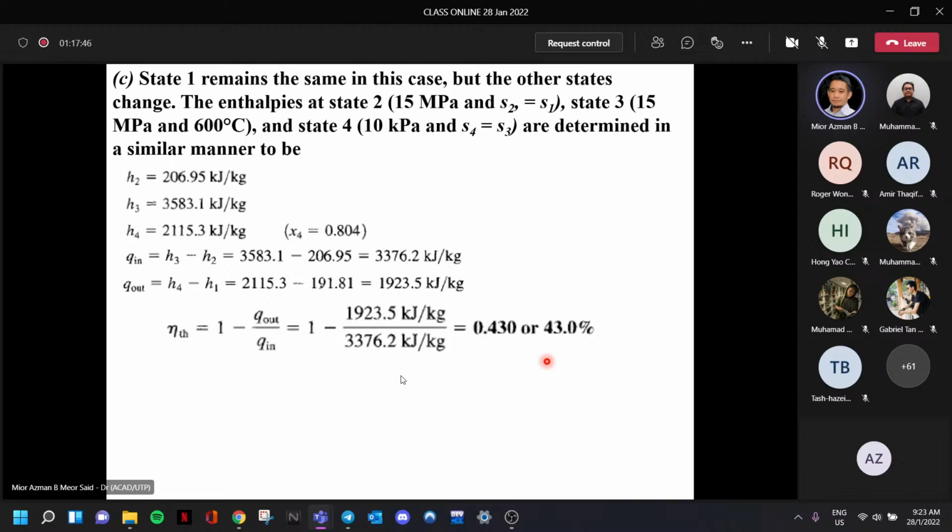So this is what happens if you lower the pressure of the condenser, increase it more, and then you increase the superheated region temperature, increase it more, and then you increase the pressure of the boiler, increasing it further. So the efficiency now is 43%, instead of the normal ideal cycle, which is around 26%. So now it increases to 43%.